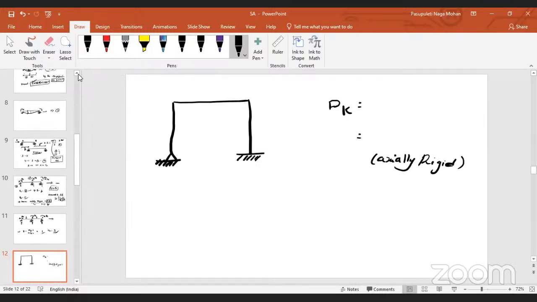Now, you guys don't be in a hurry. If you quickly answer, then you won't get any points. So just think about it and tell me what is the kinematic indeterminacy and also what is the kinematic indeterminacy if the members are axially rigid. Okay, just take 2 minutes and then solve it.